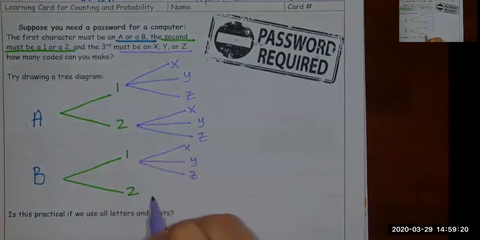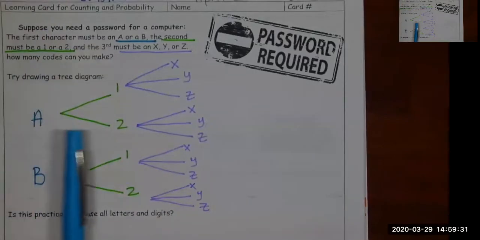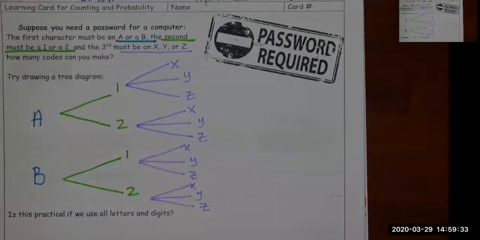You can see if you're like me and you write big, this is not easy. Okay, now I hope you realize that this is not practical. If I were to give you 26 letters followed by 10 digits followed by 26 letters, and what if we had more than 3 characters in our password? You can start to see that this is not efficient. There's got to be a better way.